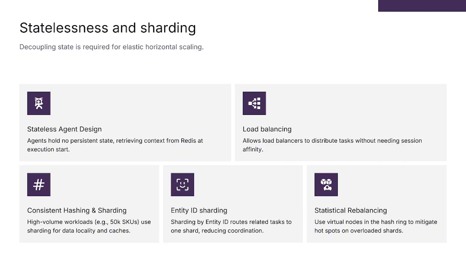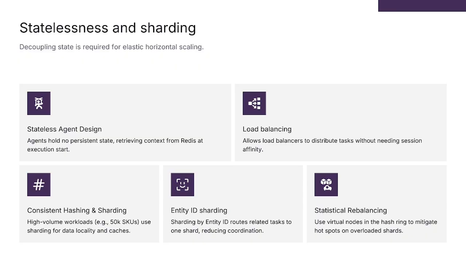Consistent hashing and sharding: for high volume workloads, like 50 schools, use sharding for data locality and caches. Implement sharding and consistent hashing as well. Use hash distribution if you are using load balancing, not round robin. Entity ID sharding: sharding by entity ID routes related tasks to one shard, reducing coordination.